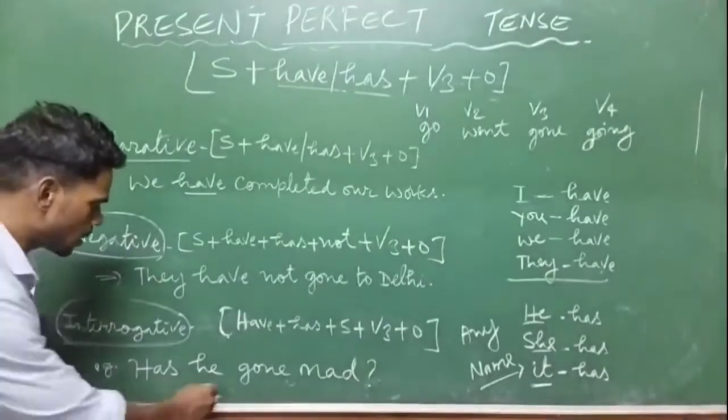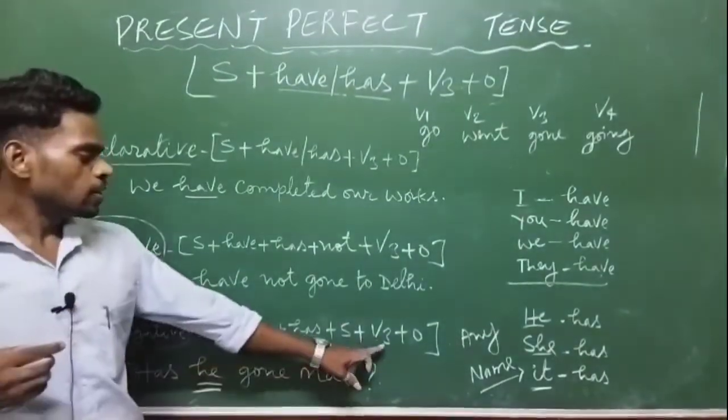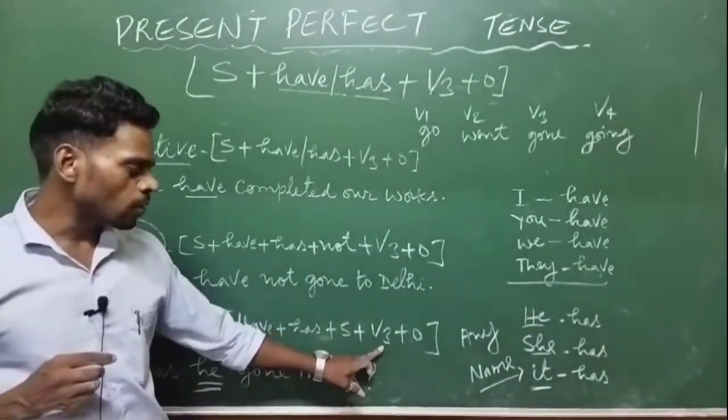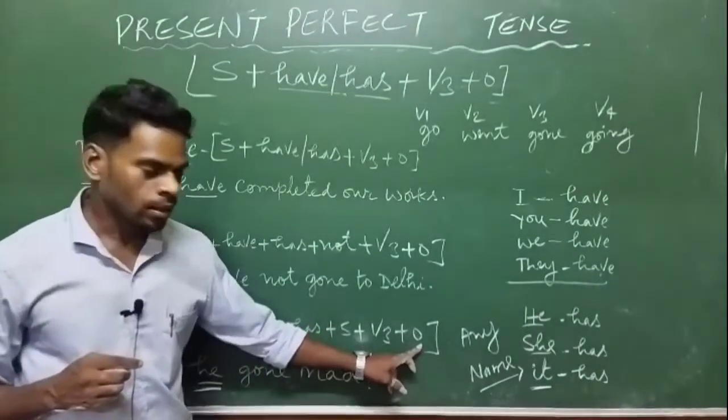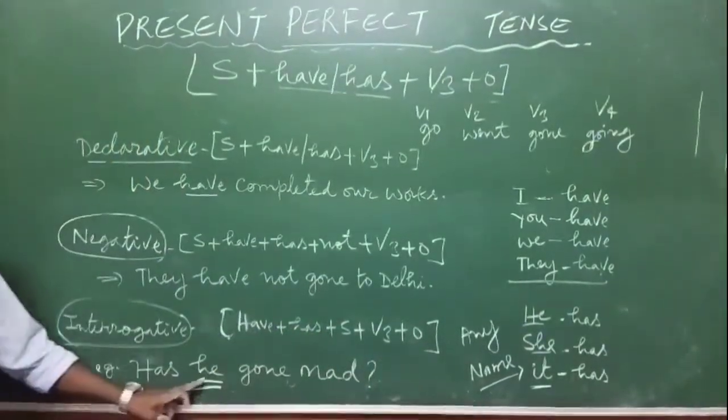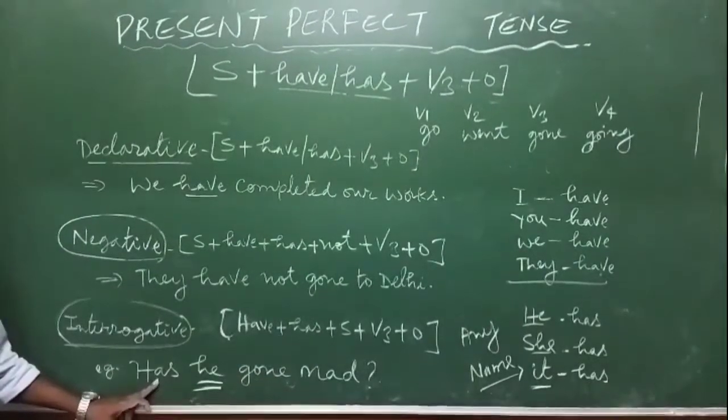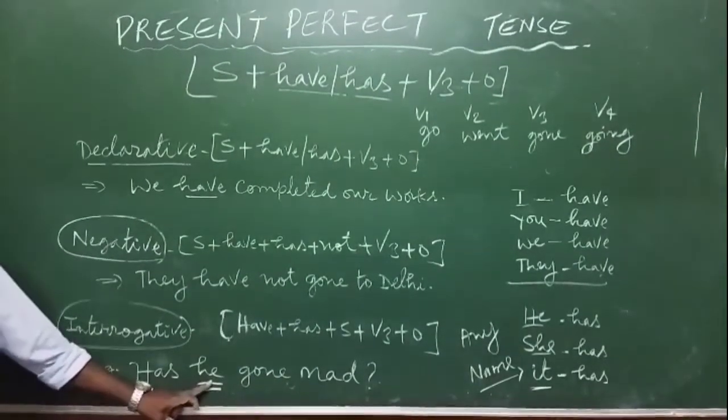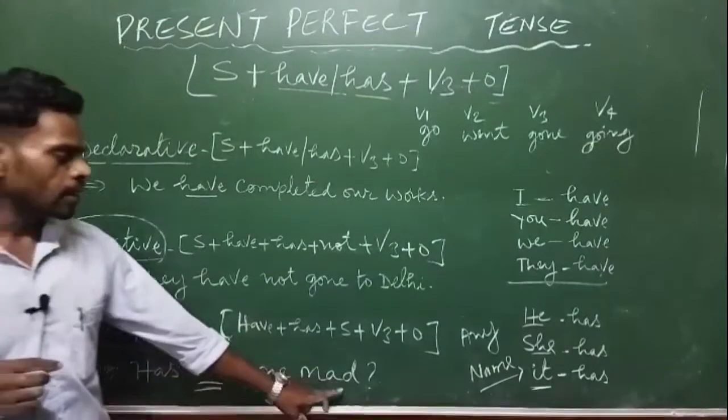the subject will come, then V3, the third form of the verb, and the object. And one example is here: has he gone mad? Helping verb has, then subject, then V3 and the object.